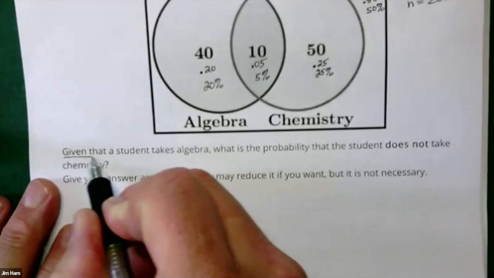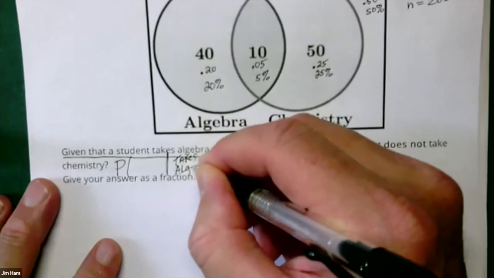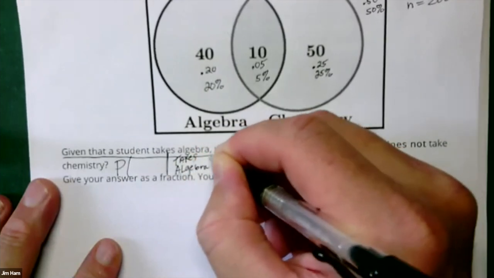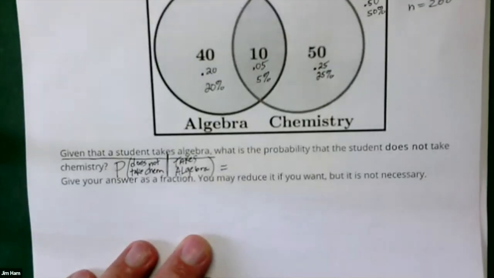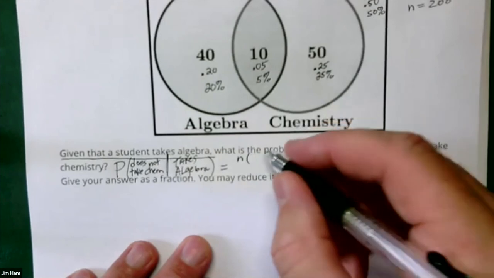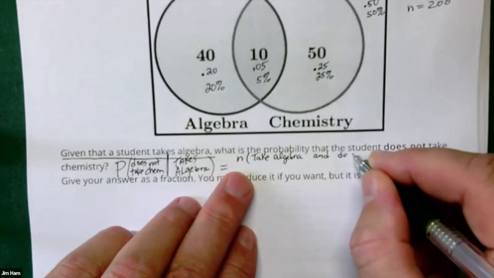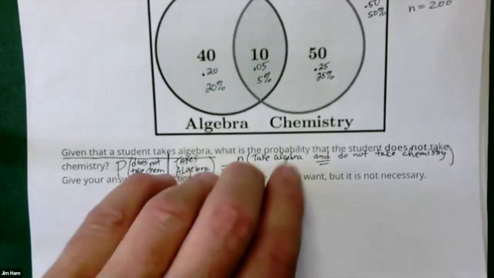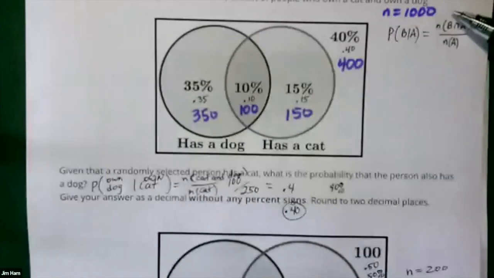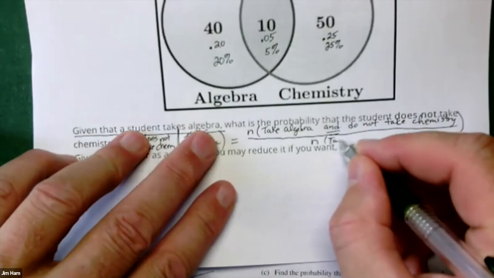Okay, here's the given piece. Given that the student takes algebra. So the given part always comes after the vertical line in the probability statement. What is the probability that the student does not take chemistry? All right, so we can have the number that take algebra and do not take chemistry. So you've got the and. That's the intersection piece of our formula here. All of that divided by the number that take algebra.